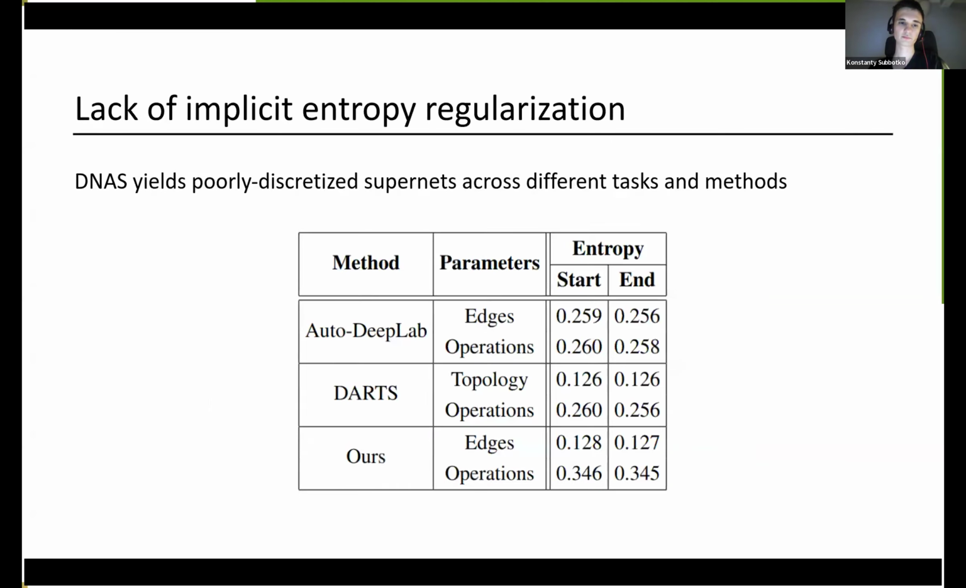So first, we measure the entropy of architecture at the beginning and at the end of the searching stage across different methods and tasks. And here we can observe that this entropy does not change much from the beginning to the end of the searching stage, which means that it can cause a discretization error.